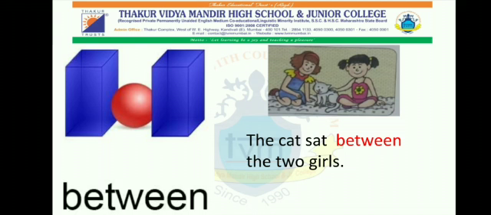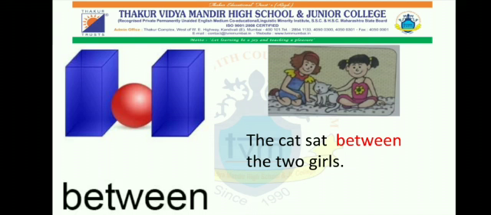Now you can see here in the picture there is a red ball between two blue boxes. So ball is between these two boxes. In the other picture you can see the cat sat between the two girls. The cat is in the middle of these two girls. So that is why we are using the preposition between.